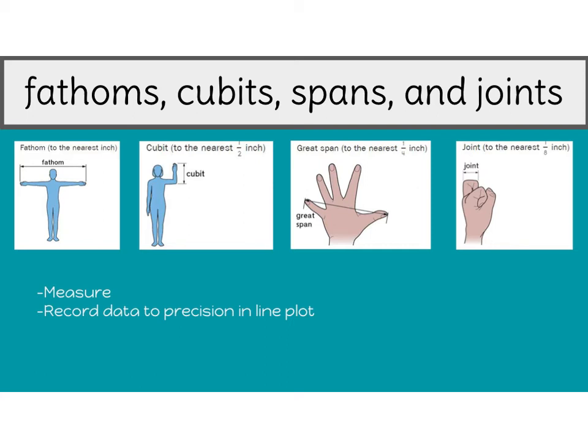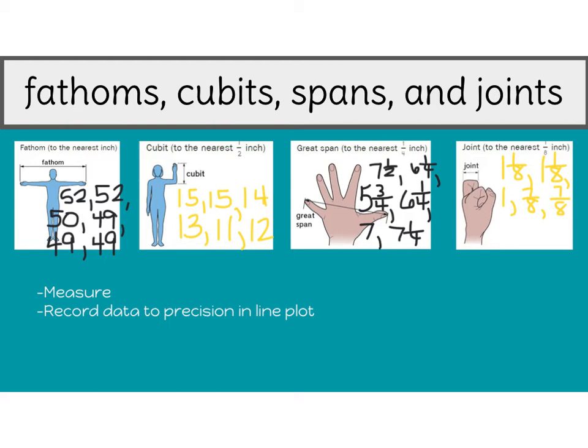So you will need to measure each of those personal body measurements, and you're going to record that data in your student math journal on page 258 underneath each one of those personal measurements. Then you're going to take that information and put it in a line plot at the bottom of that page.